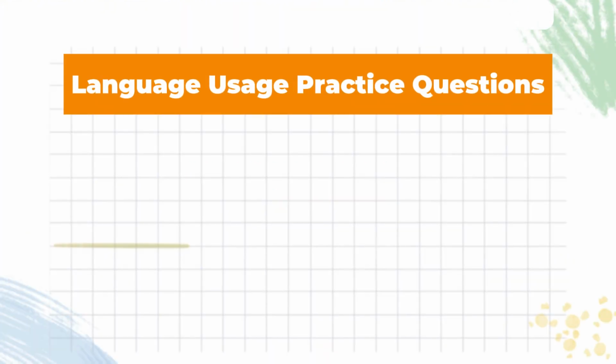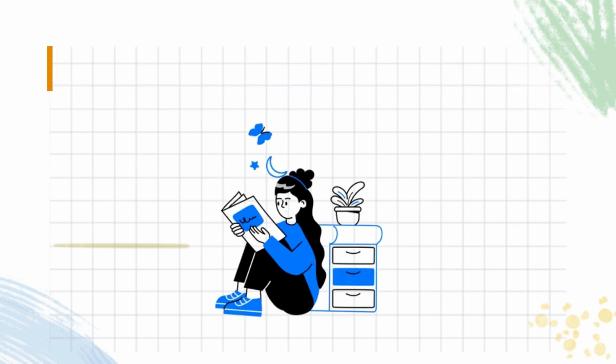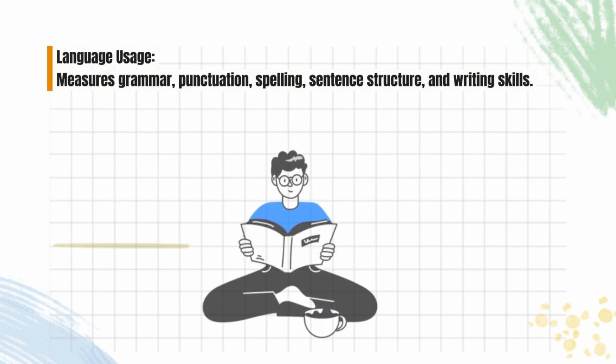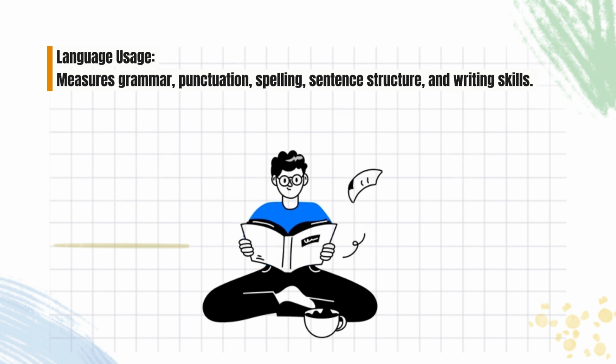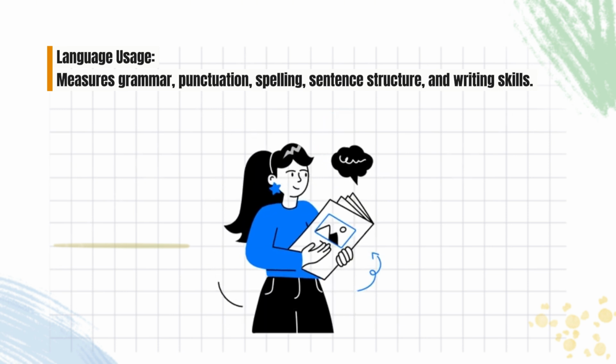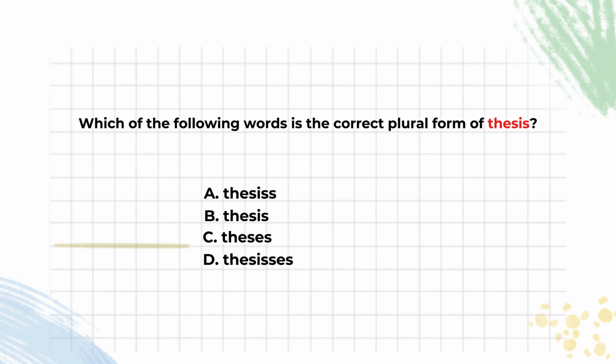Now, let's continue with language usage. The language usage section measures grammar, punctuation, spelling, sentence structure, and writing skills. Let's start with a spelling and plural noun question. Which word is the correct plural form of thesis? Pause the video and choose the correct answer.